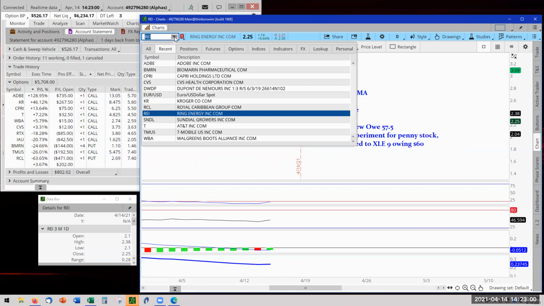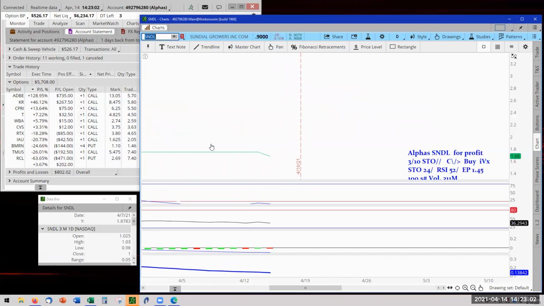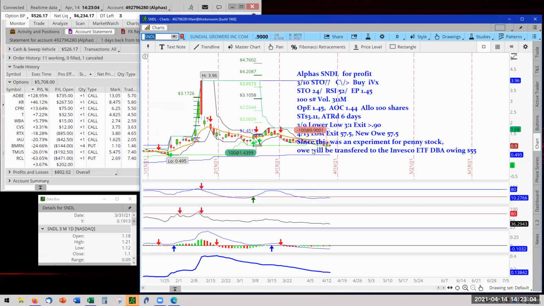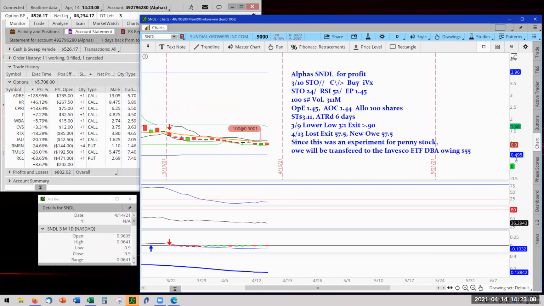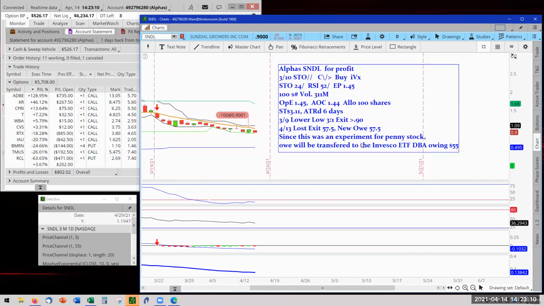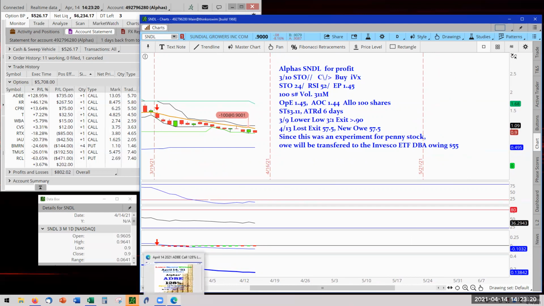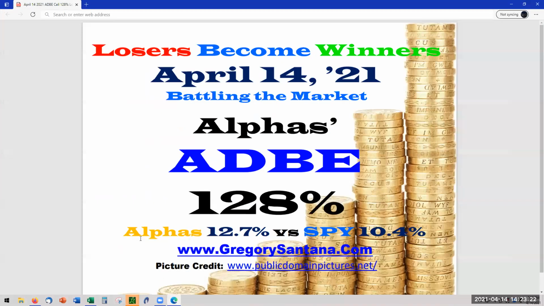Going on to Sundial, which was the other penny stock that we were testing for experimentation with the Stochastic Strategy scanner, and that lost $55. That's going to be transferred to an ETF called DBA, which represents agriculture. So that is today at the end of today's report, and our position on Alpha is at 12.7 versus the SPY at 10.4.